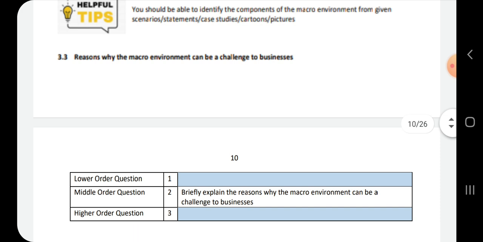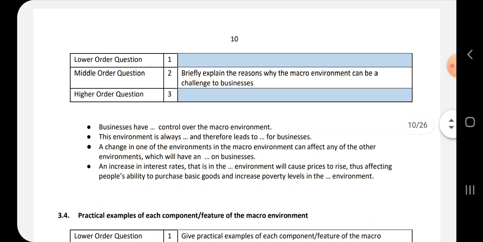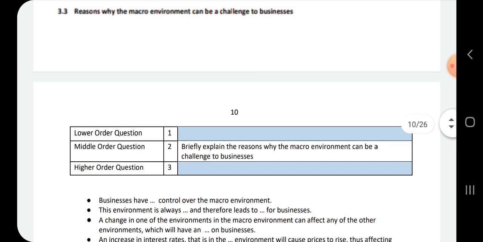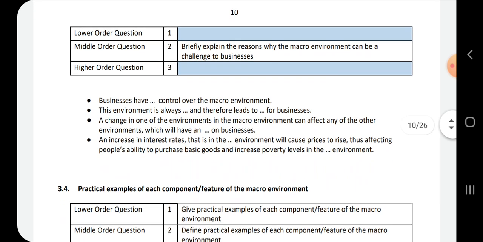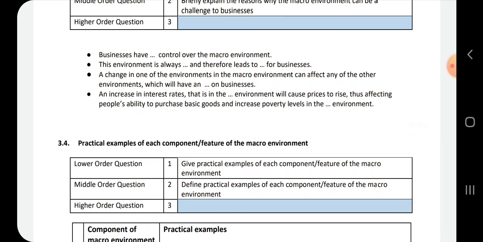So, reasons why the macro environment can be a challenge to business: because businesses have no control over the macro environment. That is why it can be a challenge to the business. Okay, so you have to know why. Guys, you have to come up with your own explanations, but you need to keep the keywords. So this is a structure that you can fill in those dotted lines to make this completely yours.